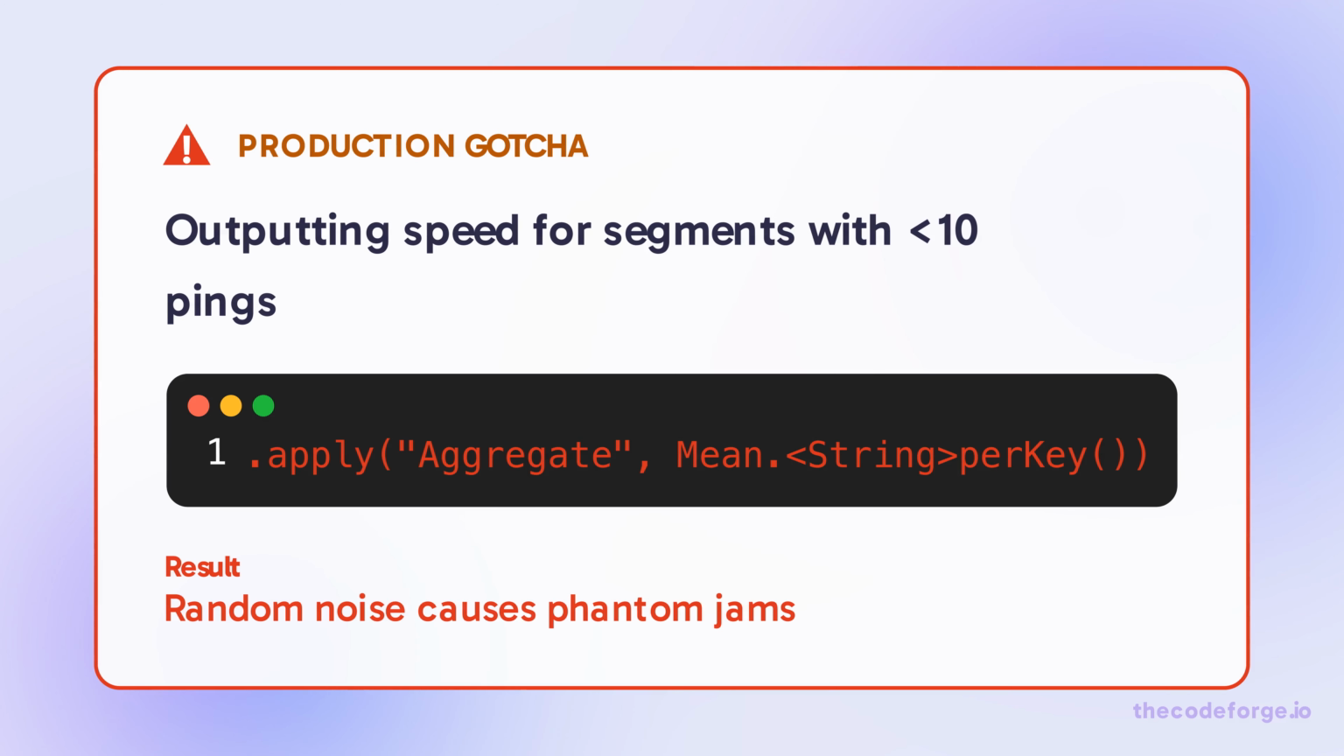If a road segment has fewer than 10 pings in a window, the average speed is unreliable. Outputting it can create phantom traffic jams. The fix is to use a minimum ping threshold and fall back to historical baselines.